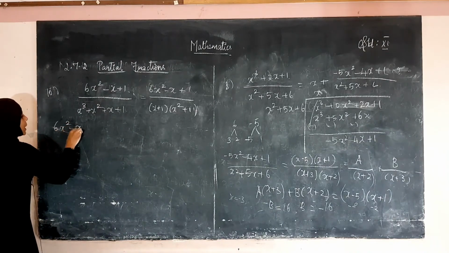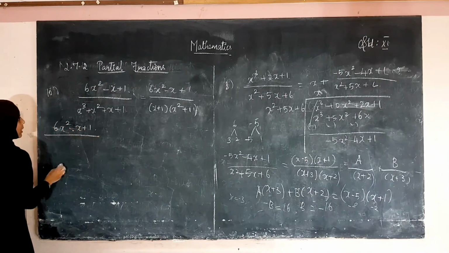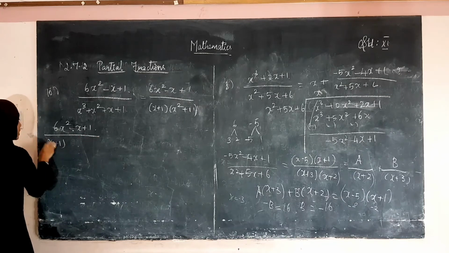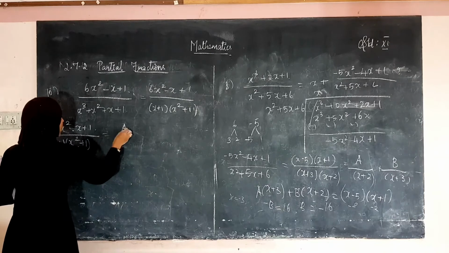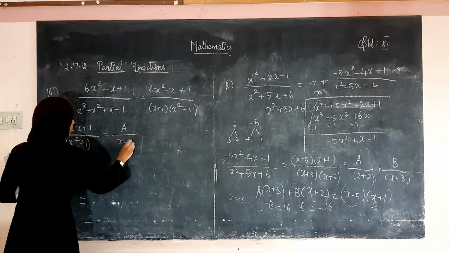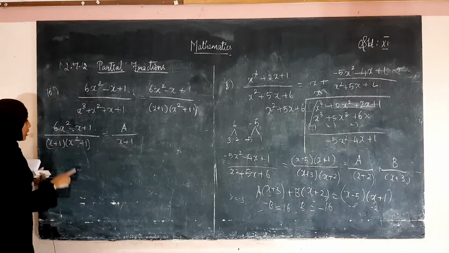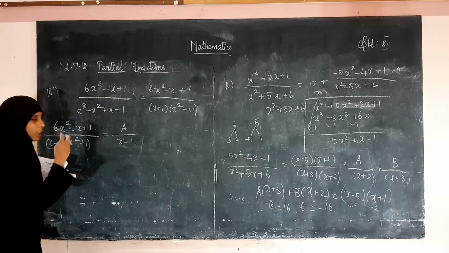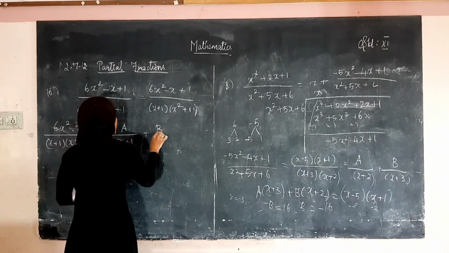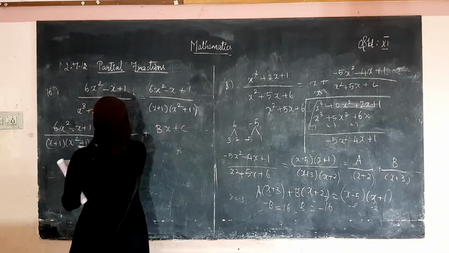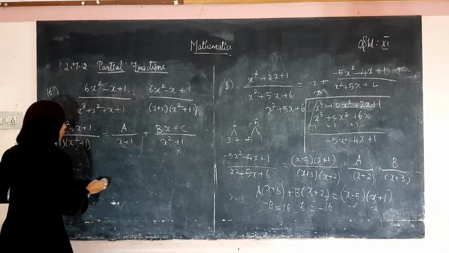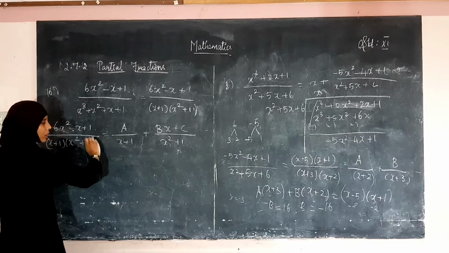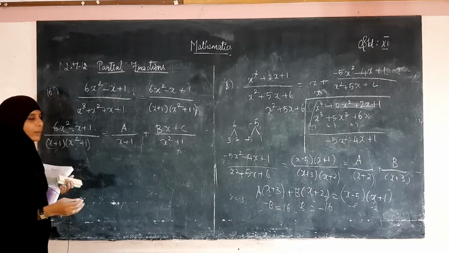(6x² − x + 1) divided by (x + 1)(x² + 1) is equal to A divided by (x + 1), because we have the root −1. This one we have to resolve in another format, that is (Bx + C) divided by (x² + 1), because we do not have real roots for this. Okay, on finding the LCM, we then have to equate the numerator.